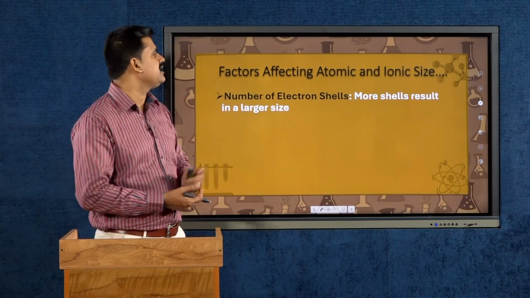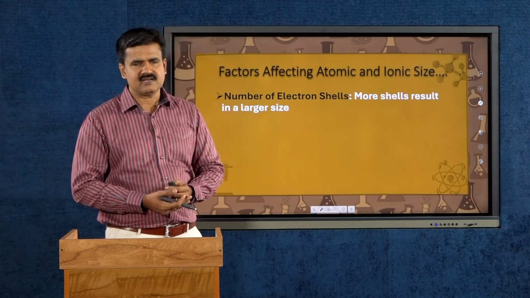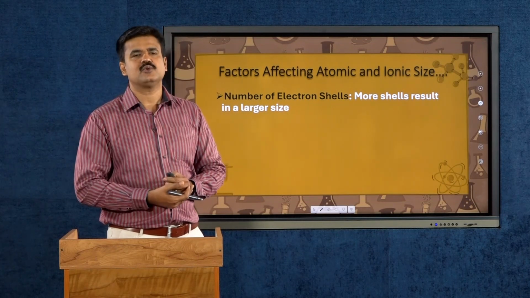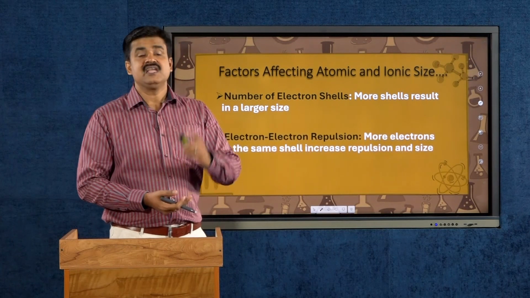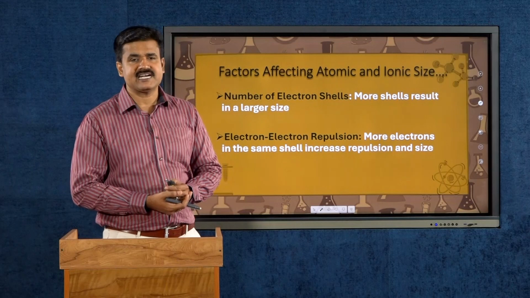Number of electron shells. The more shells, the higher the size. That is, size is proportional to the number of shells. Electron-electron repulsion is another parameter that affects atomic and ionic radius.